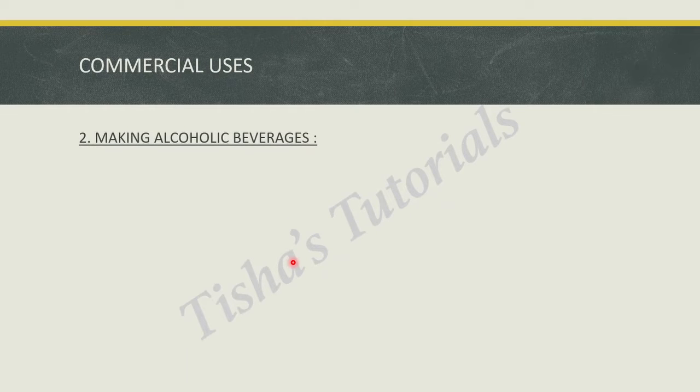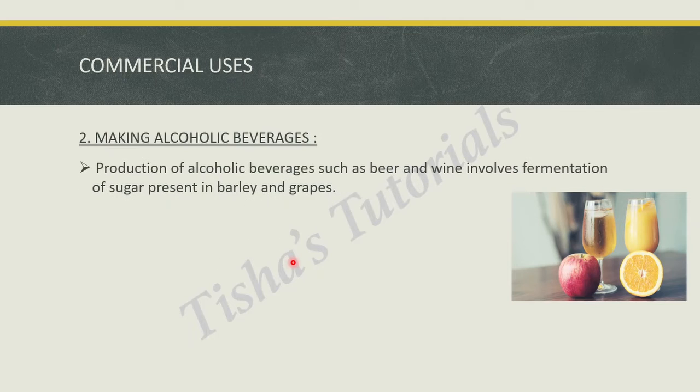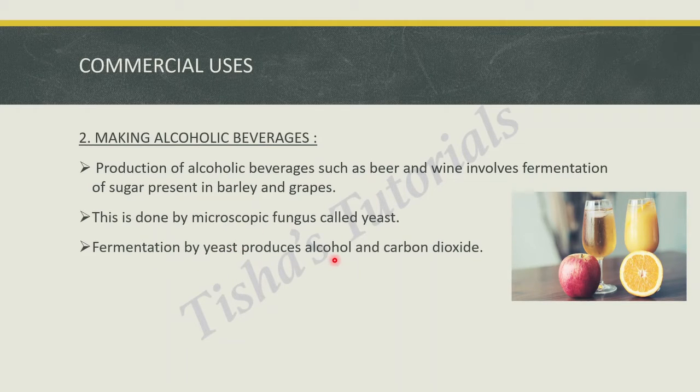Making alcoholic beverages. Here the process of fermentation is used to make alcoholic beverages like beer and wine. The sugar present in barley and grapes is fermented for many days and crushed to make beer and wine. This is done with the help of a microscopic fungus called yeast, which produces alcohol and carbon dioxide necessary for the formation of beer and wine.